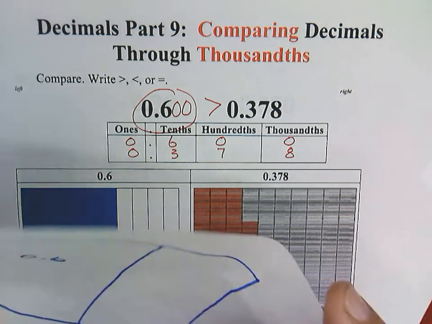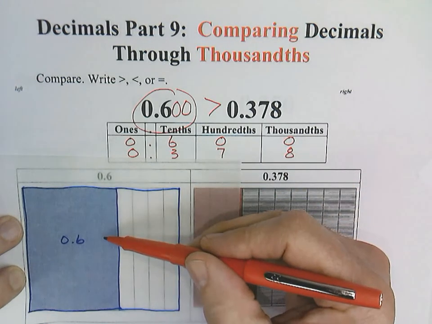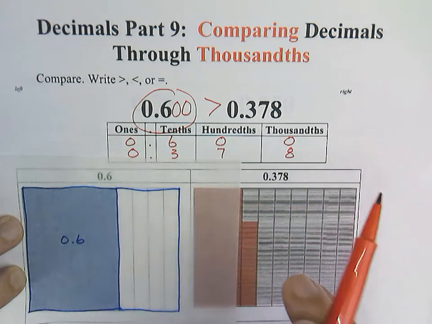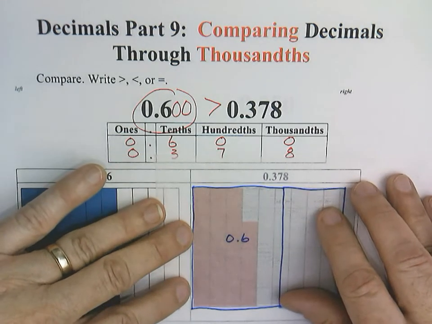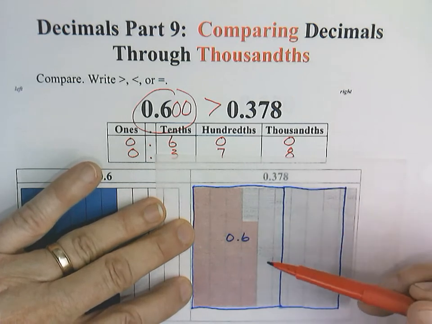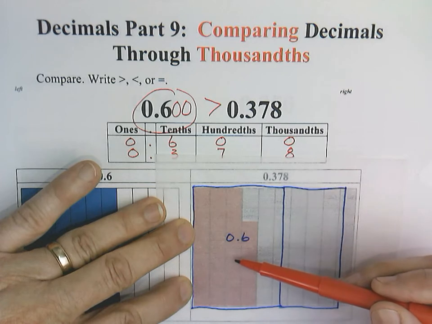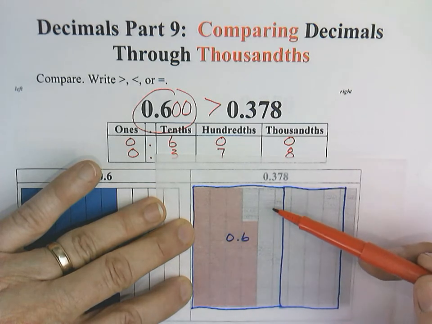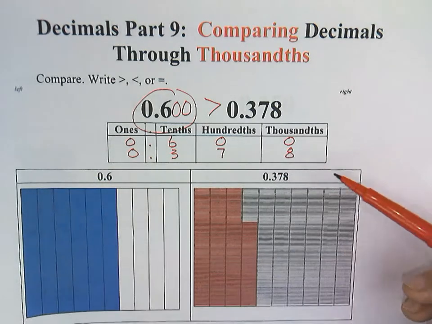I can show that on the model. Here we have 6/10ths, shaded blue. And if we compare this, you'll see that the 6/10ths, which is this line here, is greater than the 378. Remember, the 378 thousandths is just really cut into small pieces, but you just have 378 of them, right? So yeah, so we have to compare.